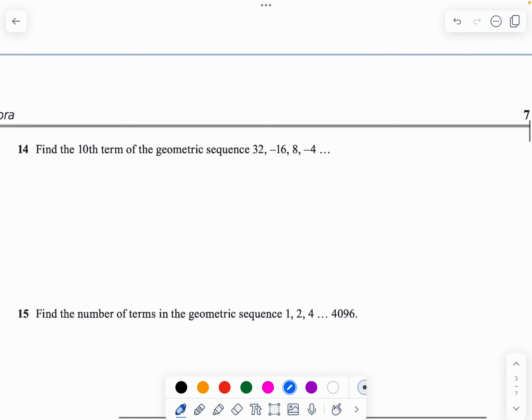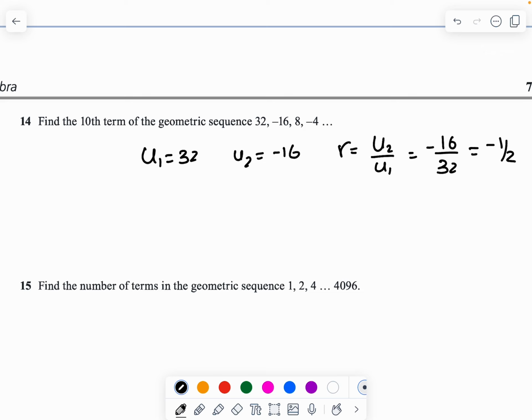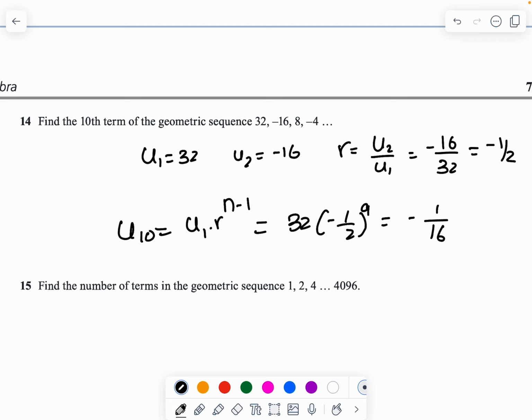Now, question number 14. The 10th term of a geometric sequence, find it out. So what is U1? U1 equals to 32. What is U2? Negative 16. So what's the common ratio? U2 upon U1, which is negative 16 upon 32, which is negative 1 upon 2. So he's asking the 10th term, U1 times r to the power of n minus 1. So 32 times negative 1 upon 2 whole to the power of 9. Simplify by the calculator, you should be getting 1 upon 16.